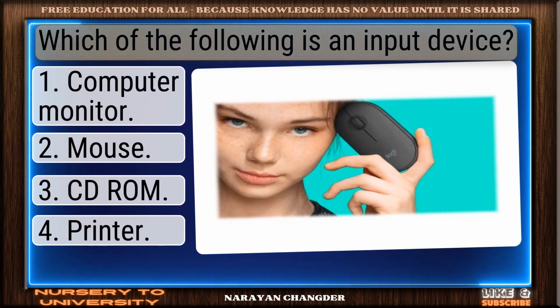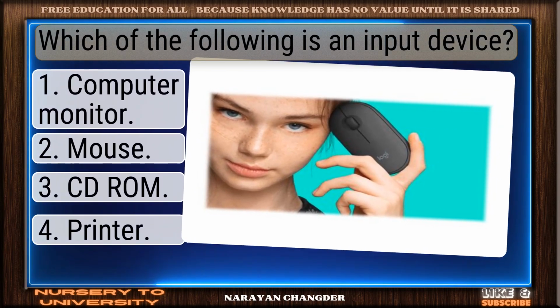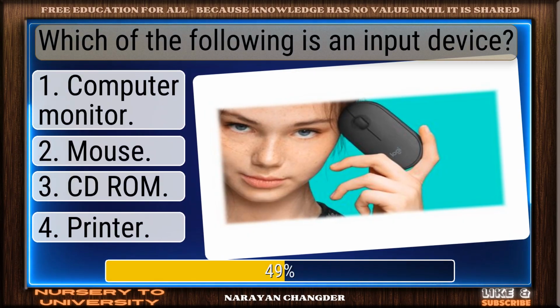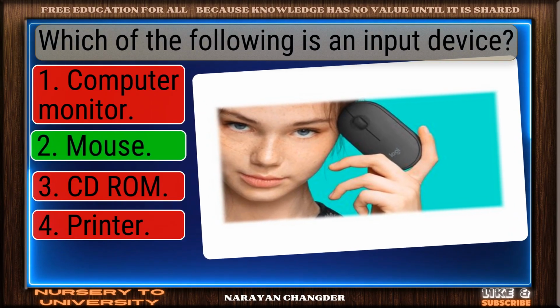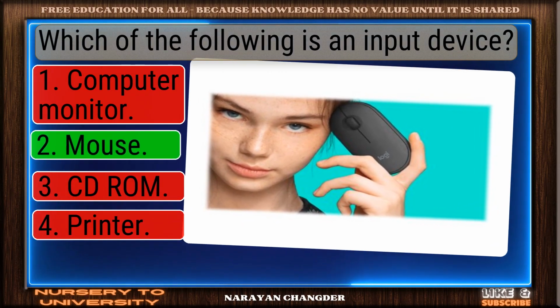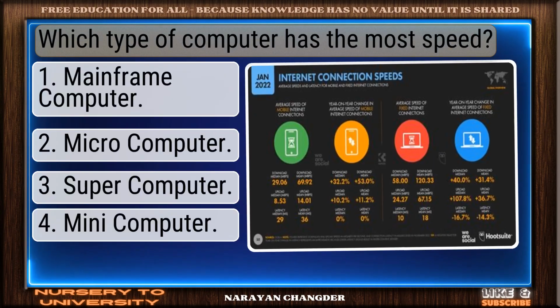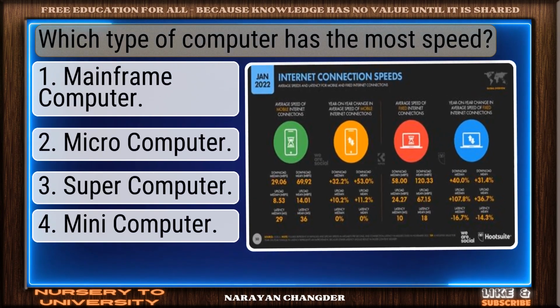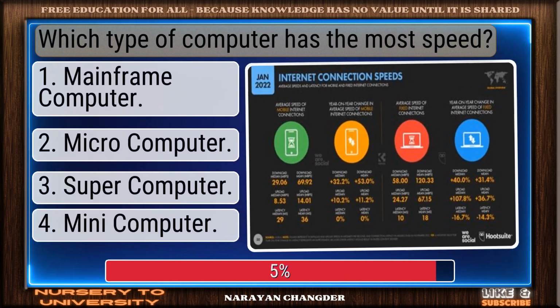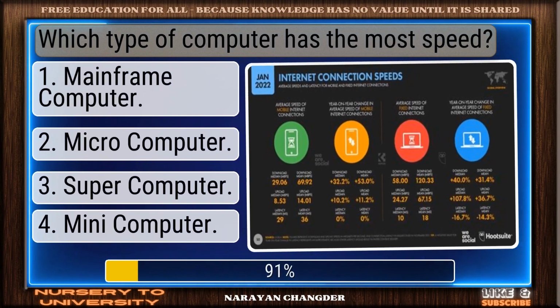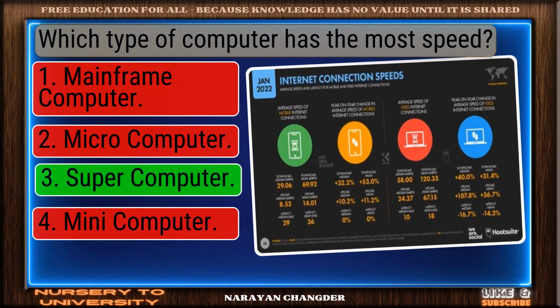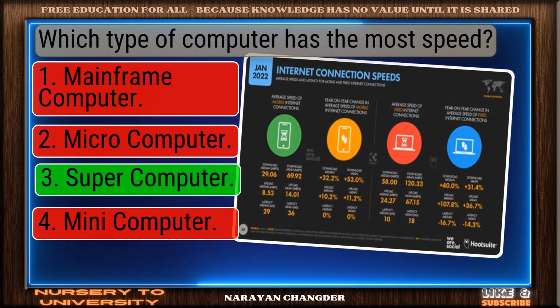Question number 1. Which of the following is an input device? Great job! Mouse is the accurate answer. Question number 2. Which type of computer has the most speed? Well picked. Supercomputer is the correct answer.